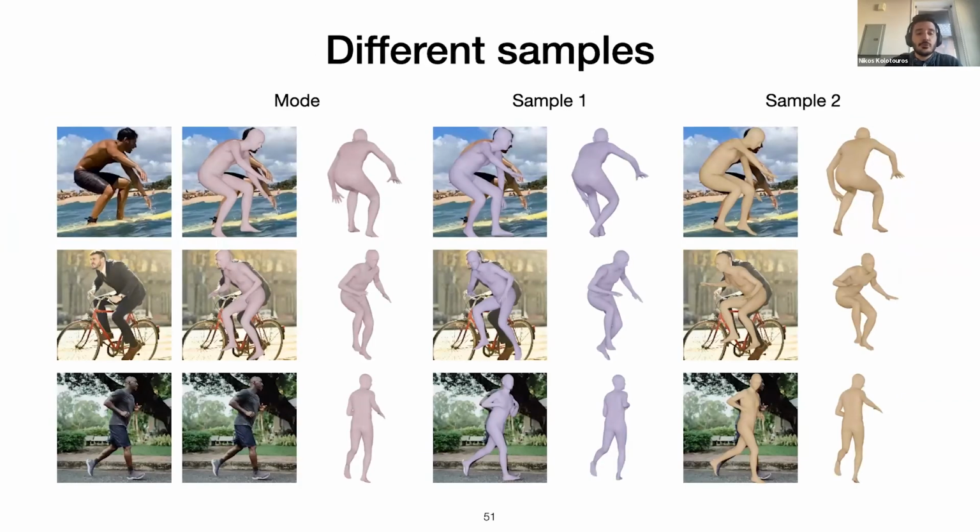And here I also show some qualitative results. I present both the mode and different samples. You can see the variety for the different samples, particularly when it comes to the different depths for the body parts, which is the main cause of ambiguity here. There are not a lot of occlusions or truncations.